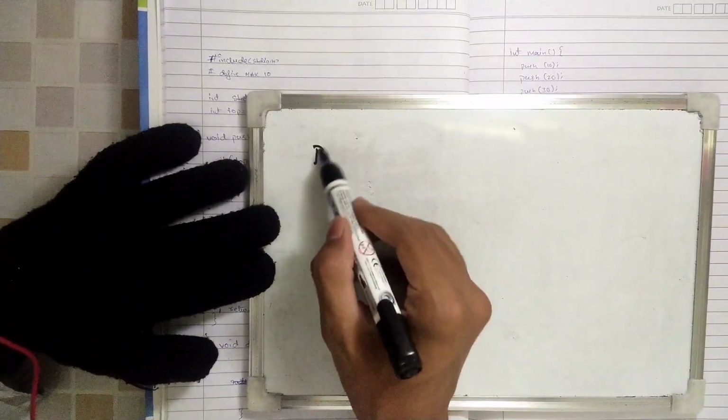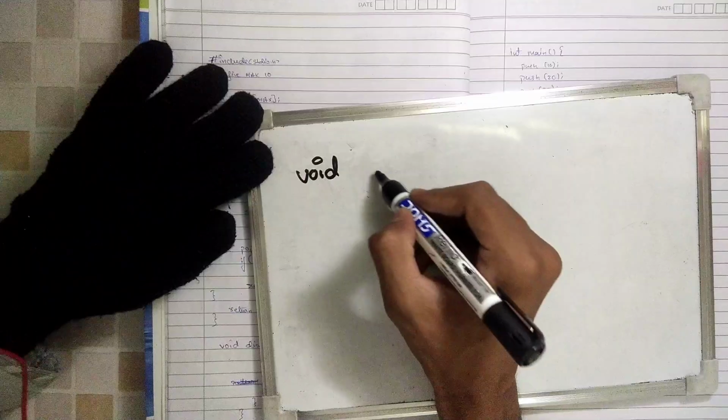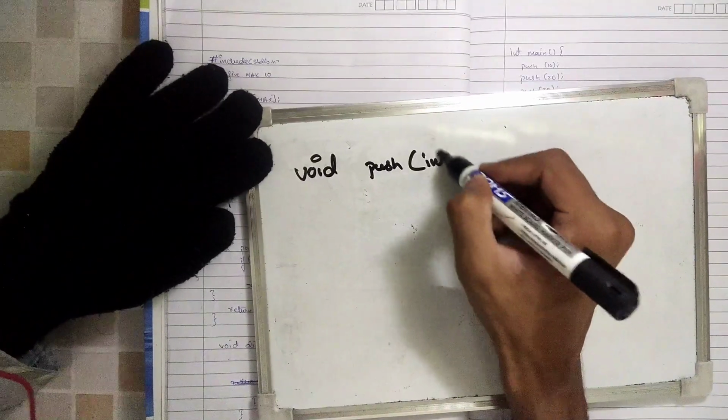Now I will start with push. So I will write a void function; this is usually void type. Void push. First we have to push, right? Inside push, what I have to do: I will write int item.